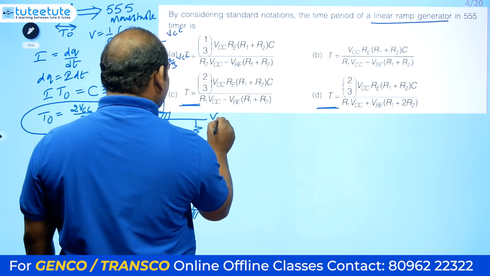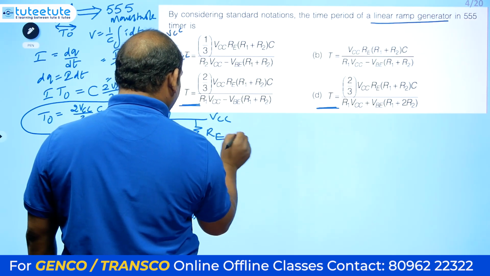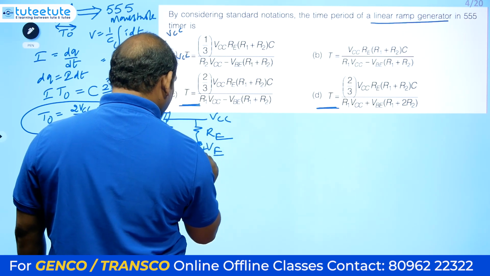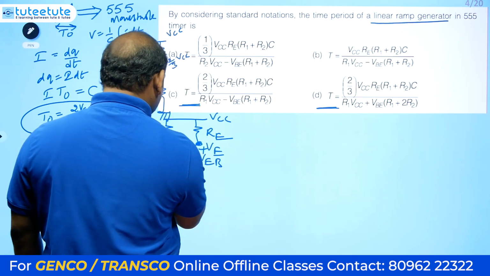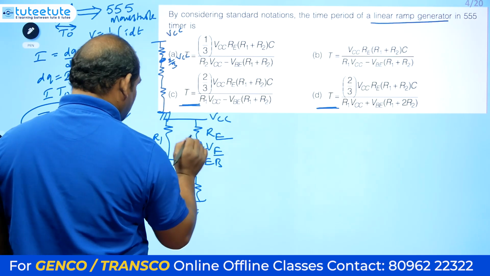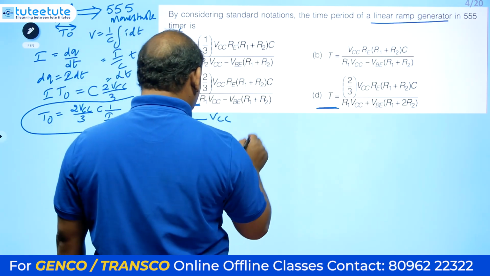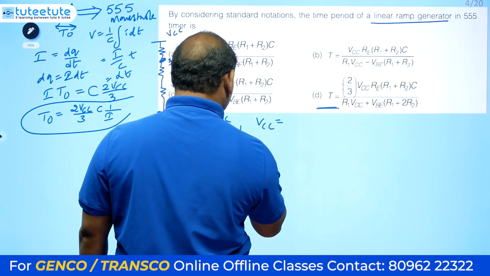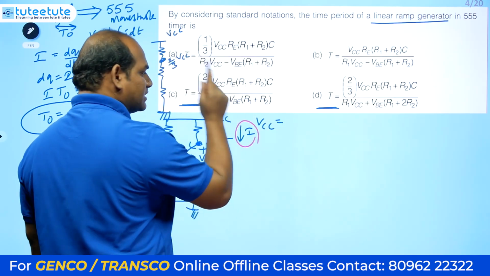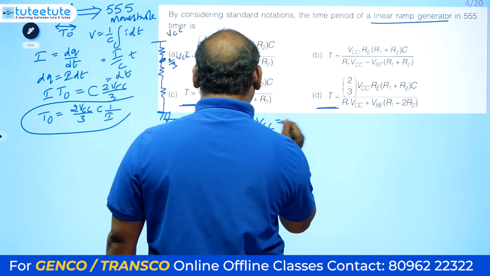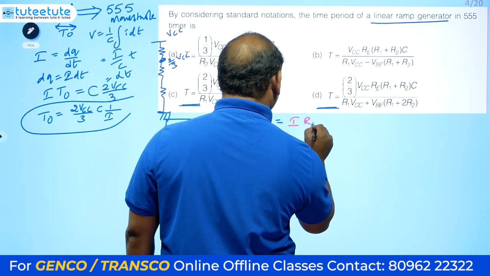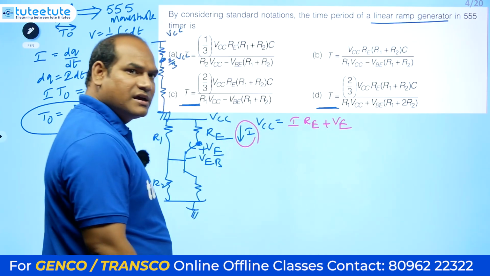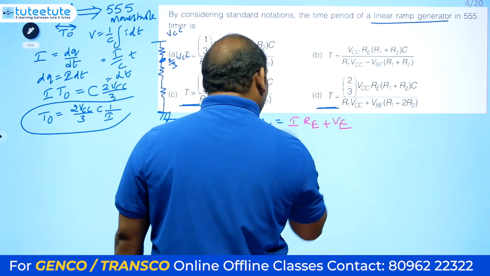You take it as VCC, this is RE, and here how much voltage is there? VE, and from here to here VEB voltage will be there. This is R1, R2. Okay, so we can write here VCC is equal to, this is the current. We require this current only. So VCC is equal to I into RE plus VE.